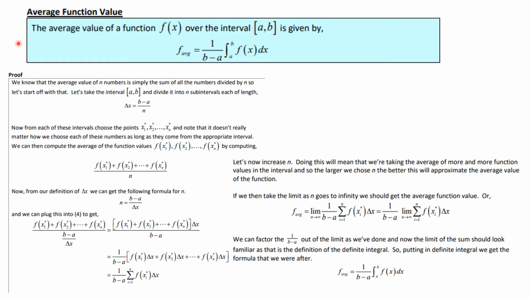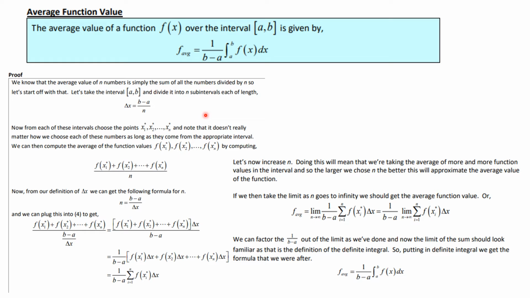With that as a motivation, let's define the average value of a function f over an interval [a, b]. This is a continuous function, f of x over [a, b], so it can be constantly changing. The average value is equal to 1 over b minus a, that's 1 over the length of the interval, times the definite integral from a to b of f of x dx. Now, this really is not a definition, this is a theorem. So let's talk about why this is true.